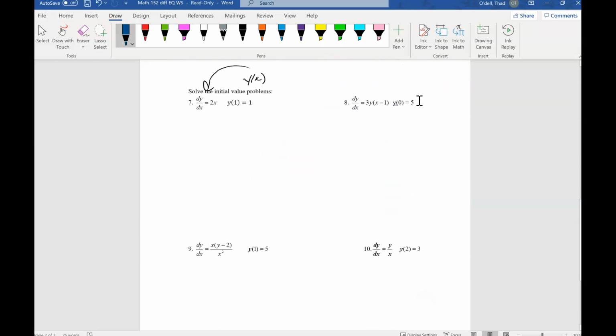Okay, these last 4 problems are the initial value problems, so there's a 2-step process to them. Once again, we separate variables, so that would be dy is equal to 2x dx. Integrate both sides, and you get y is equal to x squared plus c. Now, normally we'd be done.